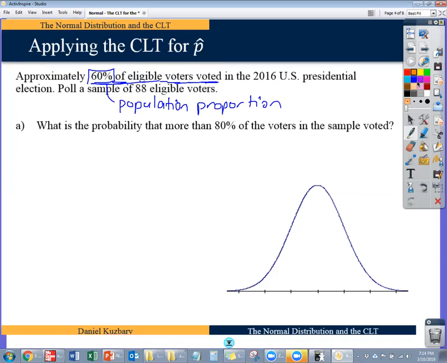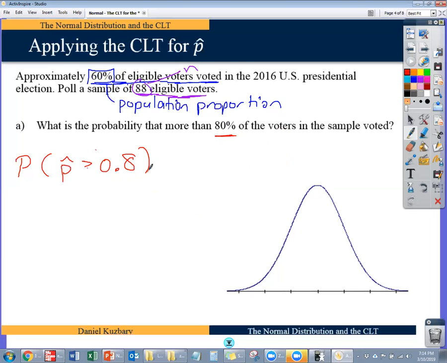We're going to poll a sample of 88 eligible voters. So we're taking a sample now. This is our sample size n of 88 eligible voters. And we want to find the probability that more than 80% of the voters in the sample actually voted in 2016. So we want to find the probability that p hat is greater than or equal to 0.8. There's no equal to, doesn't matter, but it just says more than, so more than 80%. Now when we do this kind of math with proportions we don't want to use the percentage, we want to use the proportion. So move the decimal to the left to get that number.